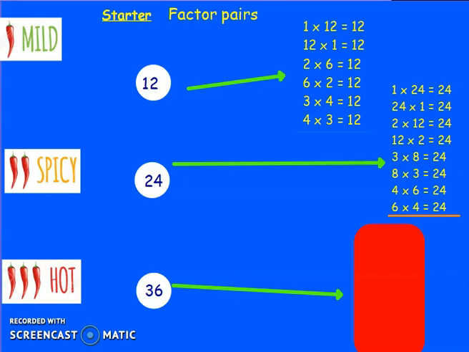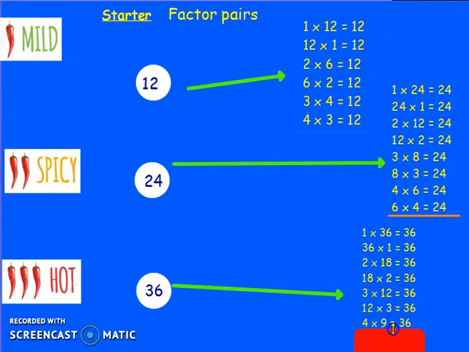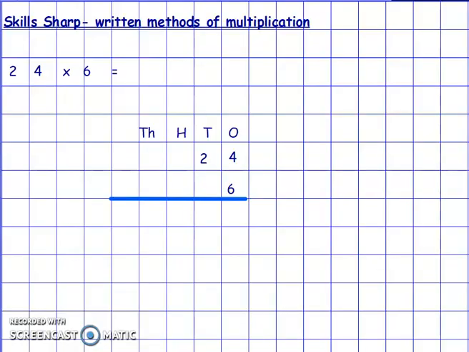The Hot Challenge asked for the factor pairs of 36. 1 times 36, 36 times 1, 2 times 18, 18 times 2, 3 times 12, 12 times 3, 4 times 9 and 9 times 4. Did you get all those correct? Well done if you did. Oh, those brains should be warmed up now. Let's move on to our Skills Sharp session.